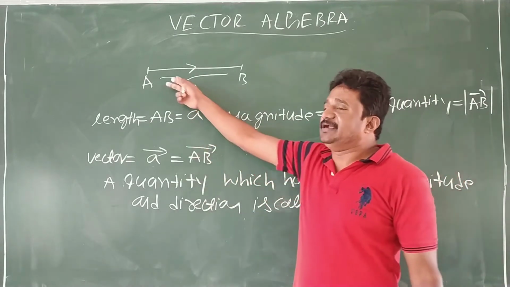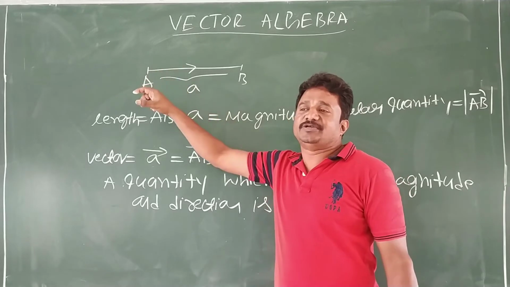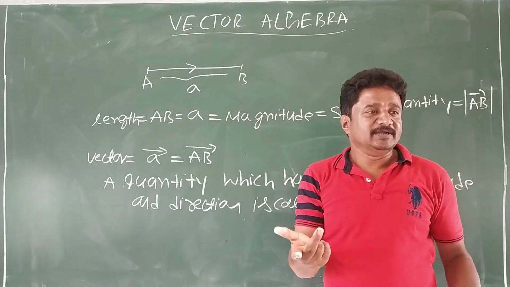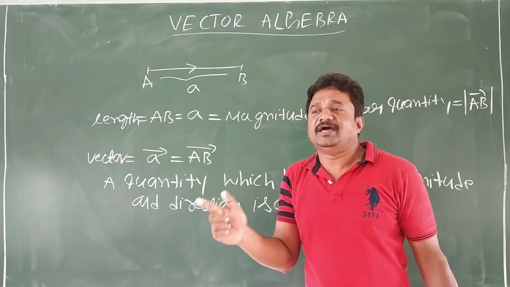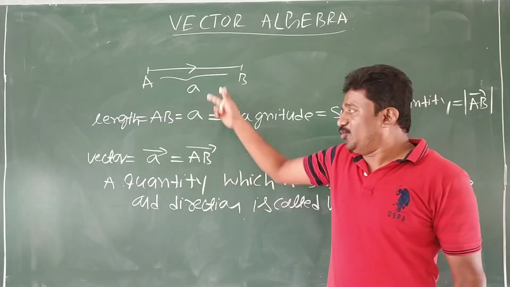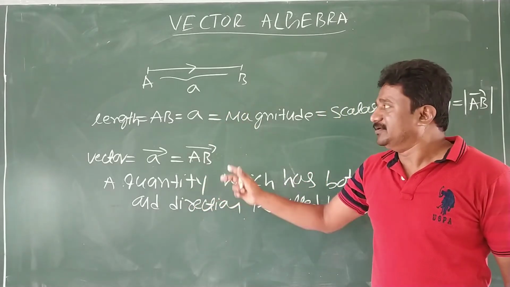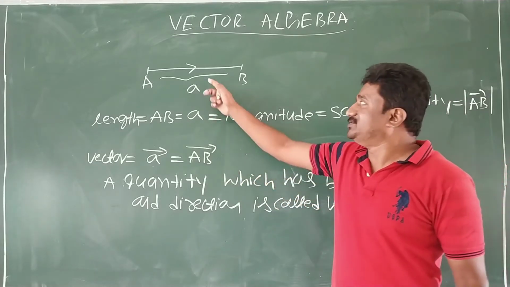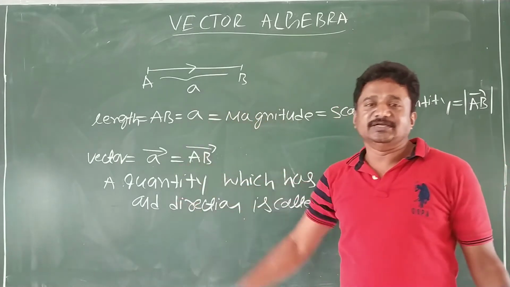Or displacement. One more definition: displacement in a particular direction is called a vector. So you can write any definition. They won't ask these things in your exam. I hope you understood what a vector is. Vector means it should have both magnitude as well as direction.